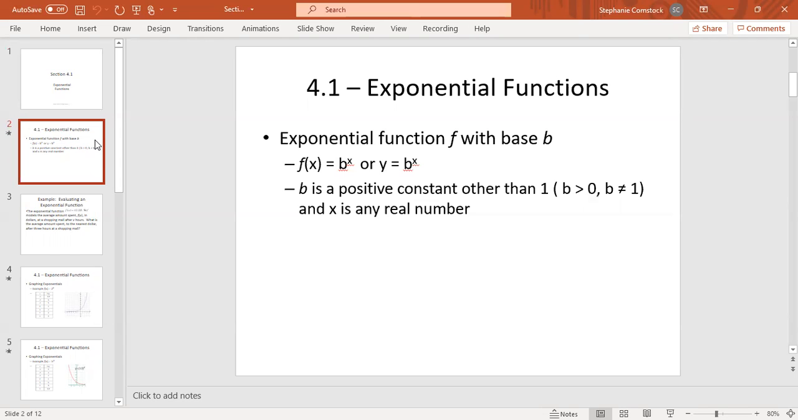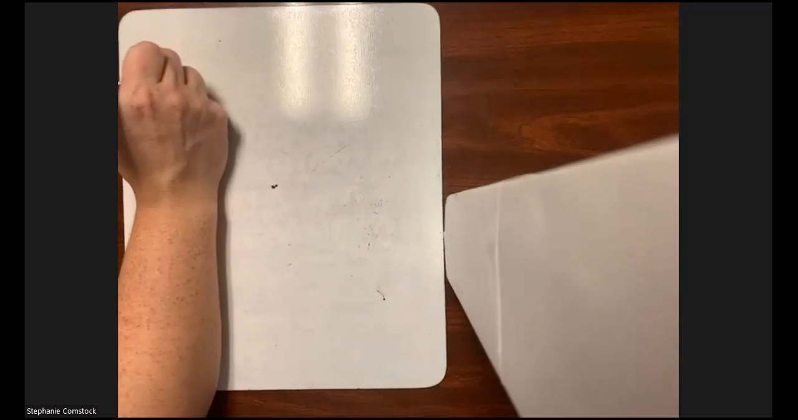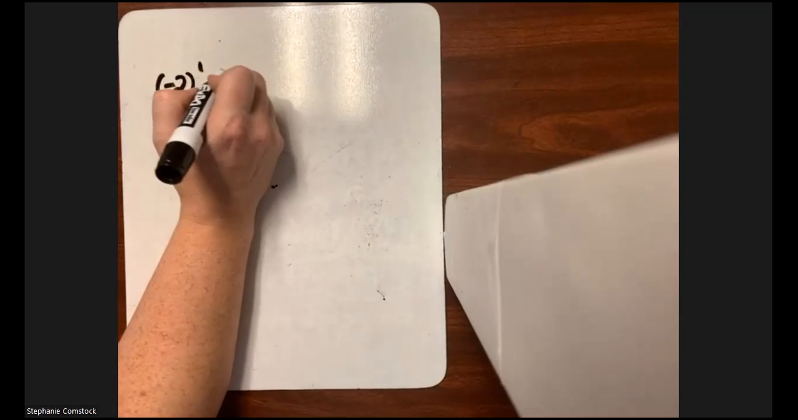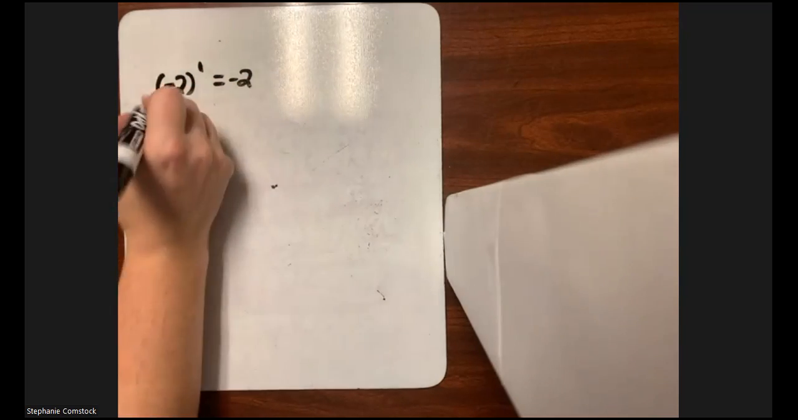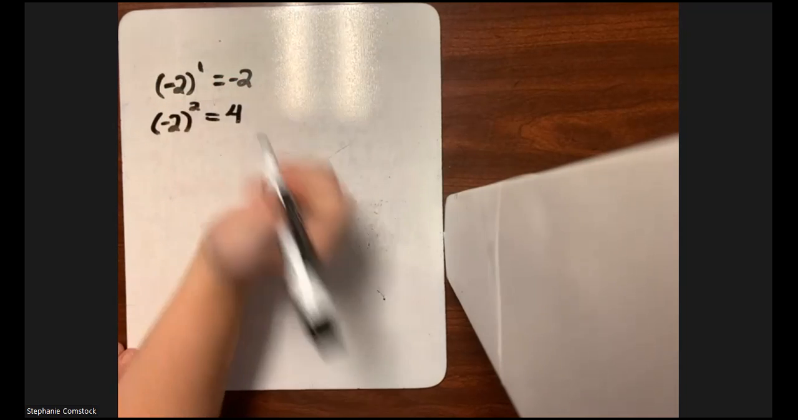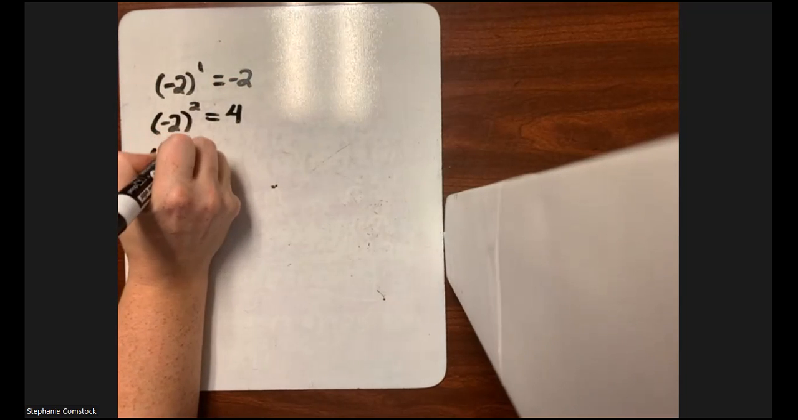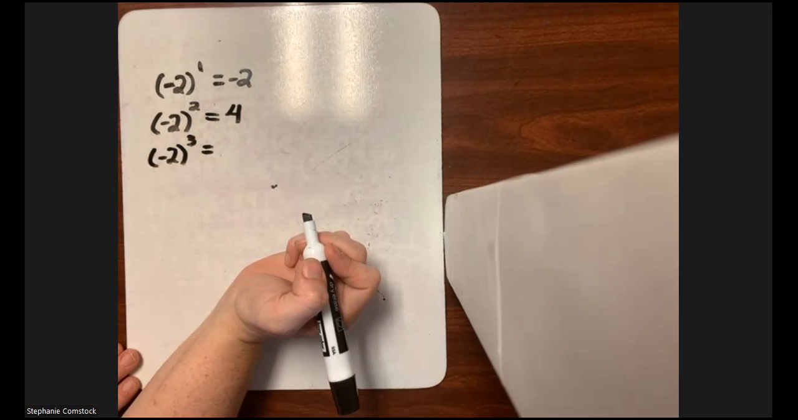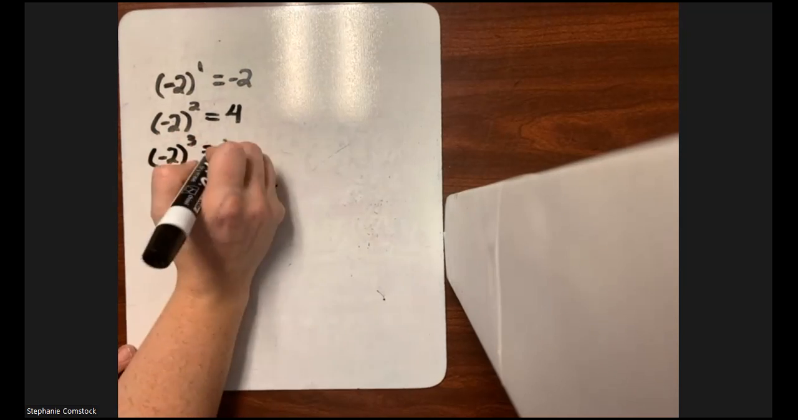Now, a couple things here. B has to be a constant, okay? And it has to be a positive number. The reason that we don't want it to be a negative number is, let's take an example like negative 2. Negative 2 to the first power is negative 2. I'm going to put this over here on our whiteboard. If I do negative 2 to the first power, that answer is negative 2. If I do negative 2 squared, that's negative 2 times negative 2, which is positive 4. Negative 2 cubed is negative 2 times negative 2, which is positive 4, times negative 2, which is negative 8.